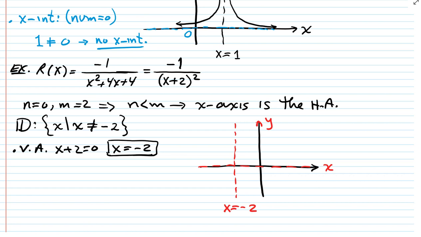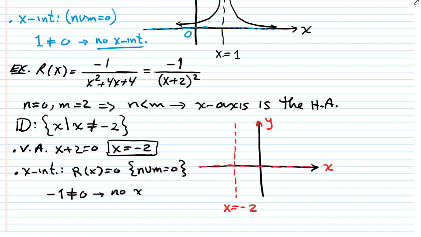All right, now let's do our x-intercept, y-intercept. For the x-intercept, that's when the function is equal to 0, right? The rational function is 0. And for a rational function, the numerator must be 0. But then again, the numerator is -1, which can never be 0. So there is no x-intercept of this one again. It will not cross the horizontal asymptote.